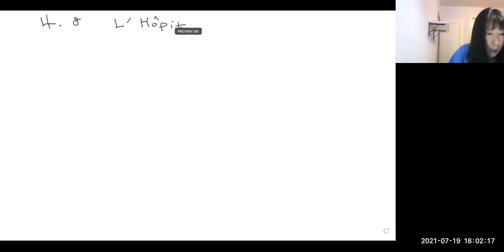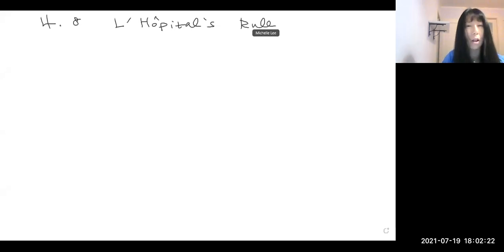Okay, so we do 4.8. So we read this one, L'Hopital's rule. Can you pronounce? Not the L hospitals. We read this one, L'Hopital's rule. Okay? So when do we use this one?